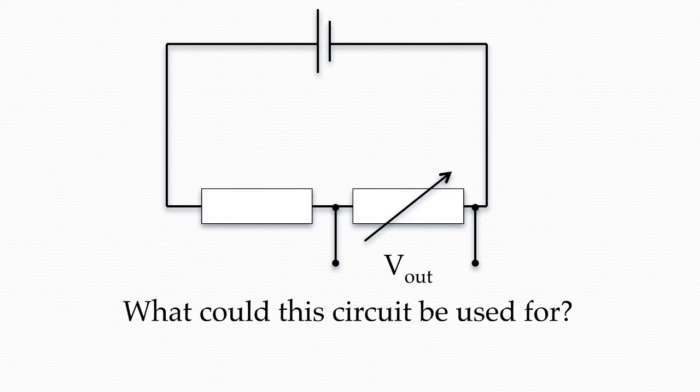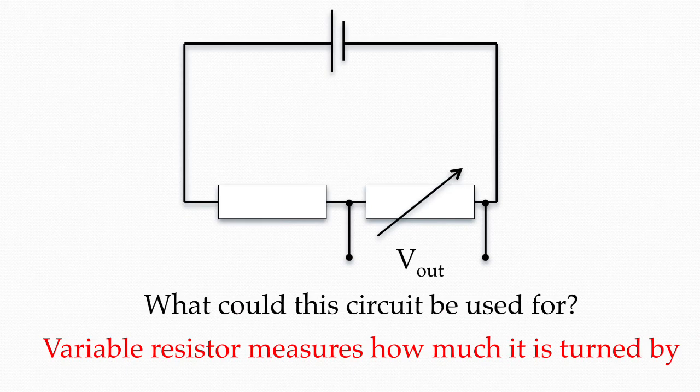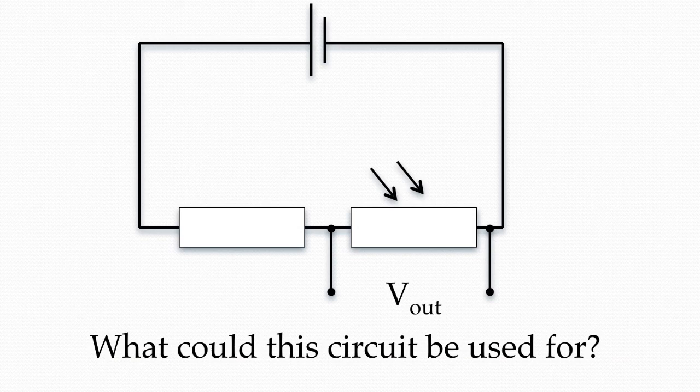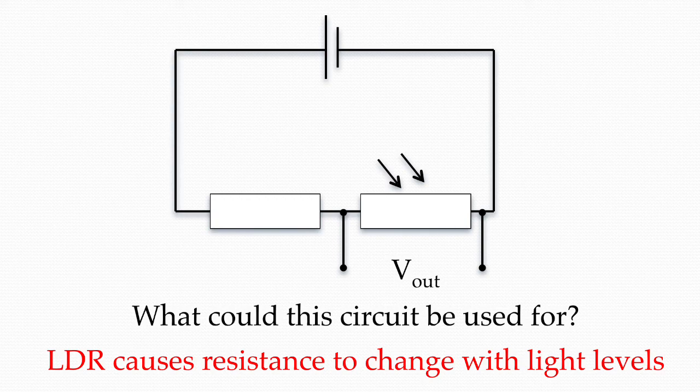Slightly trickier now, but what could this circuit be used for? The variable resistor allows you to measure how much something's been turned by and can, for example, be used as a position sensor. What could this circuit be used for? The light-dependent resistor allows the circuit to detect light levels.